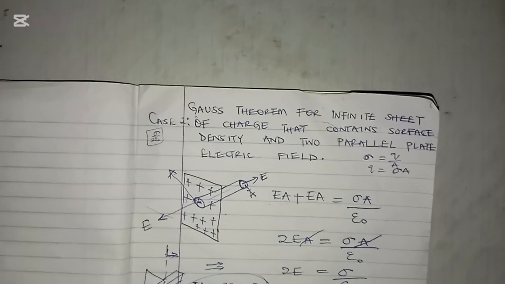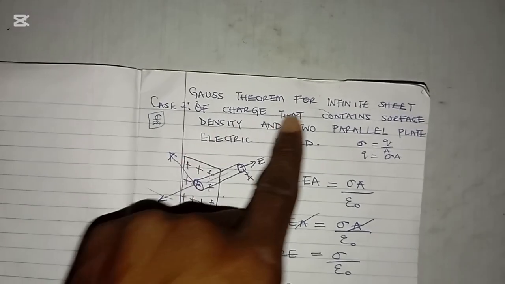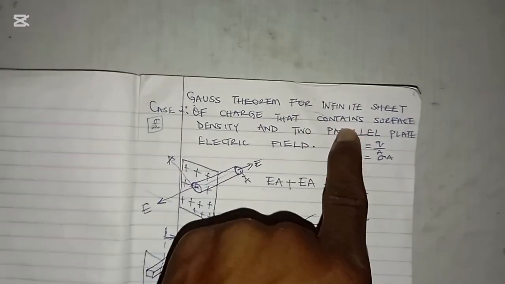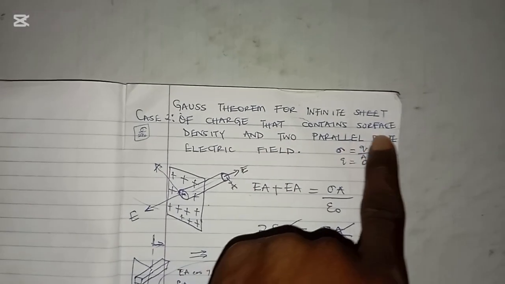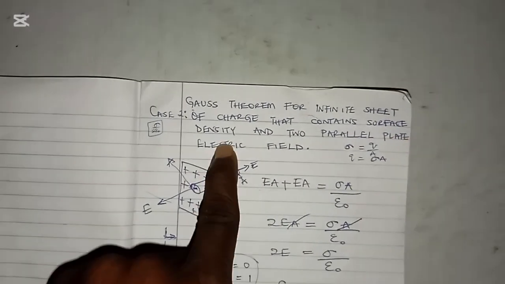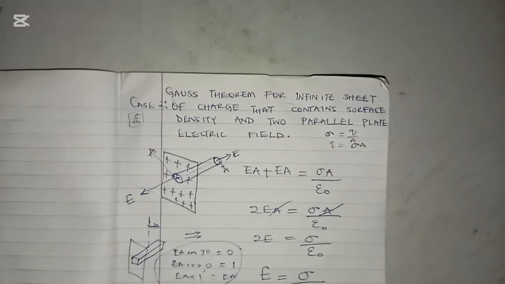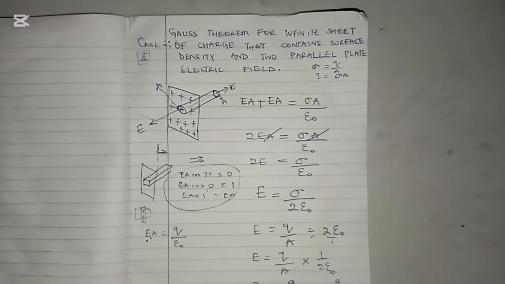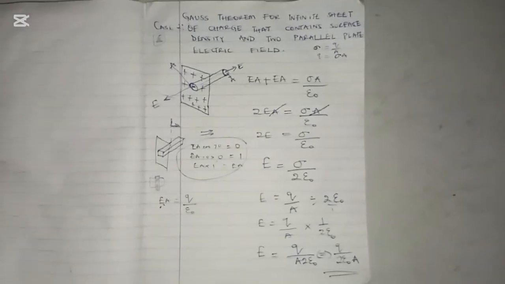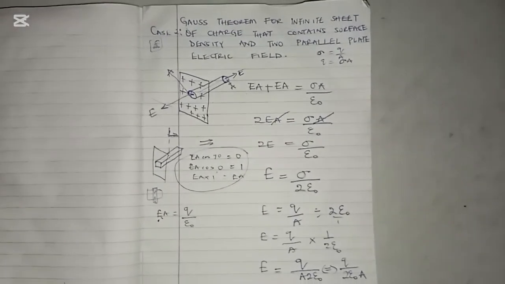So this is how to go about Gauss theorem for an infinite sheet of charge that contains surface density and two parallel plates, finding the electric field. So thank you. My next class will still go on with the different cases of finding electric field.